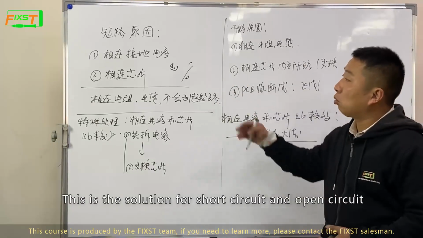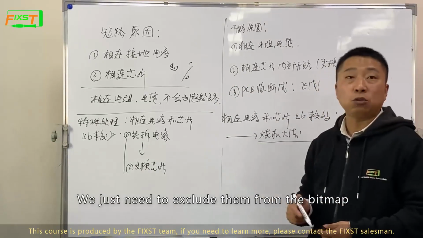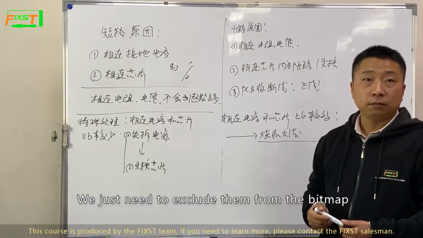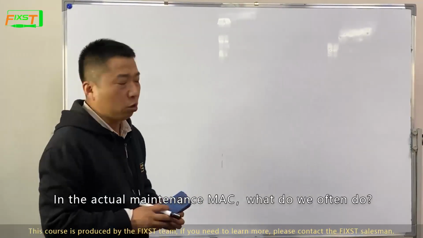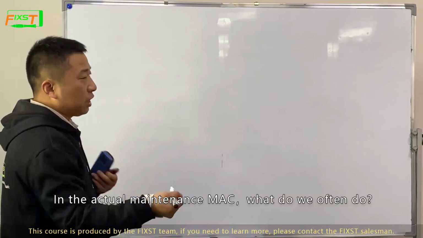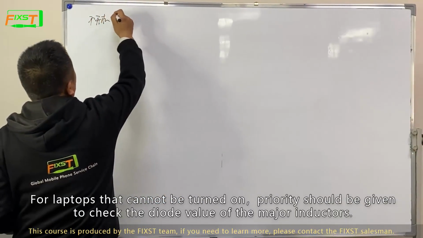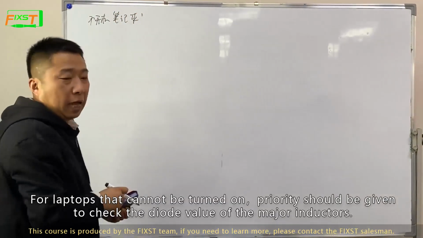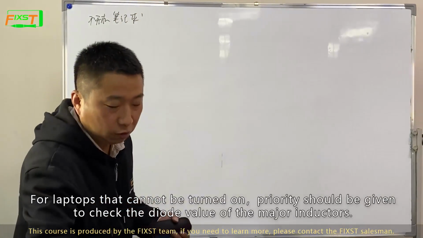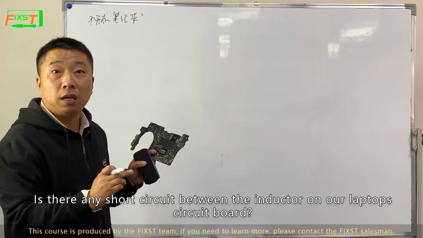This is the solution for short circuit and open circuit. We just need to exclude them from the bin map. In actual maintenance, what do we often do? For laptops that cannot be turned on, priority should be given to checking the diode value of the major inductors. Is there any short circuit in the inductors on our laptop circuit board?